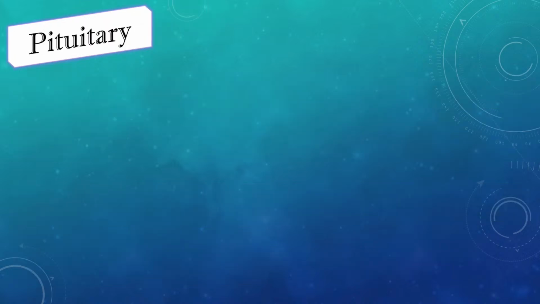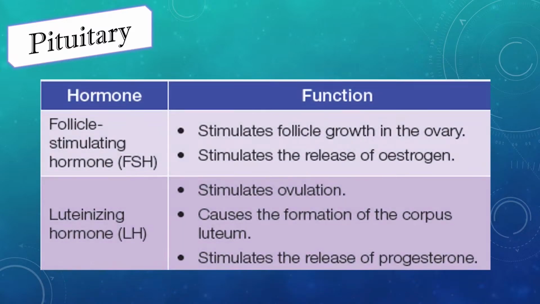Now let's look into hormones in pituitary. Pituitary will release 2 important hormones, which is FSH and LH. FSH or follicle stimulating hormone, the function is to stimulate follicle growth. So you can relate to the name itself. Follicle stimulating hormone is to stimulate follicle.